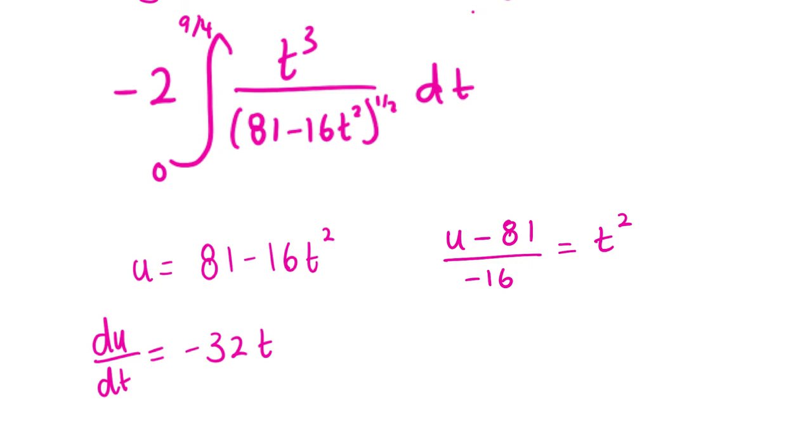So t equals the square root of this. What's 81 divided by 16? It's not a nice number, is it? It's 81 over 16. So t equals the square root of this, right?